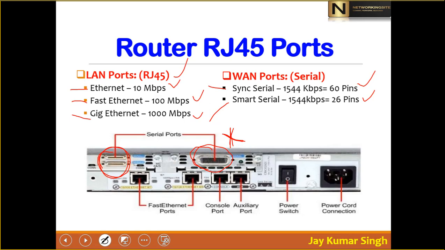Gigabit supports only 1 Gbps, but 10 gig supports from 1 to 10 Gbps. Now, serial supports only 1.5 Mbps speed.